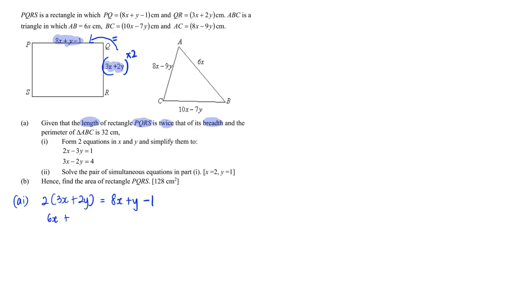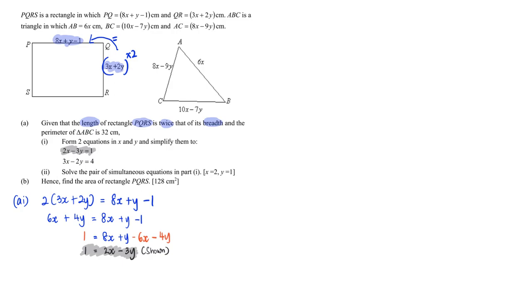2 times 2 is 4y. So you will see me doing this: minus 6x, minus 4y, positive 1, I add 1 on both sides, so that eventually I will get this, which is the same as this. Okay, so I've gotten the first equation. Done. Shown.